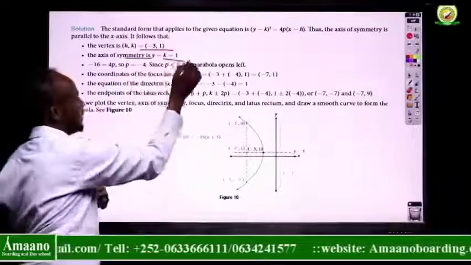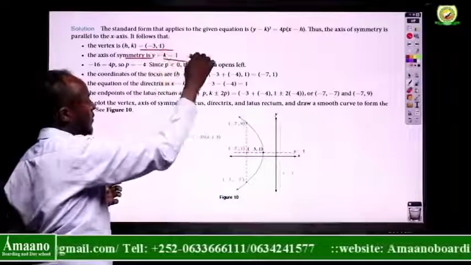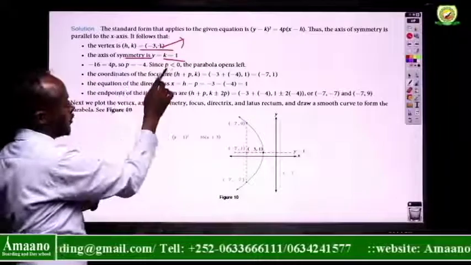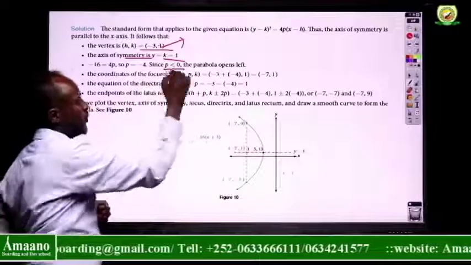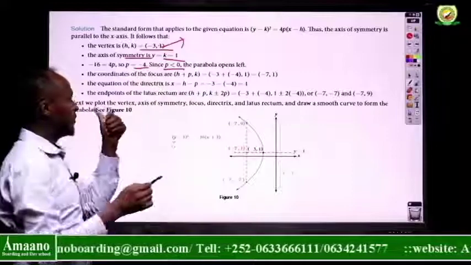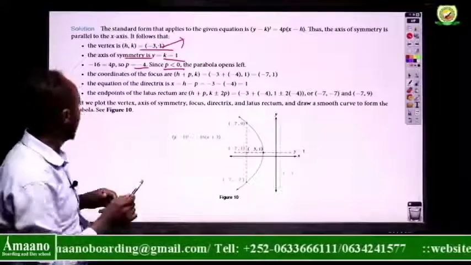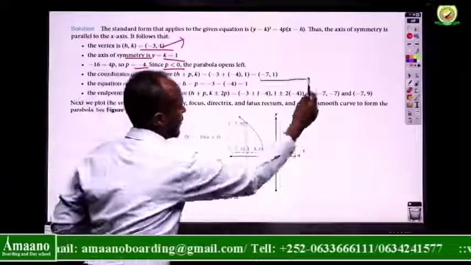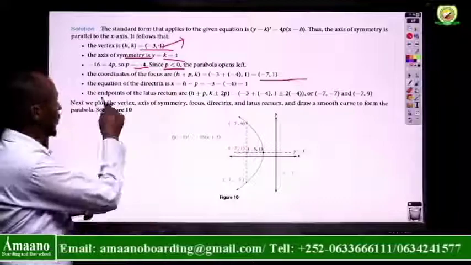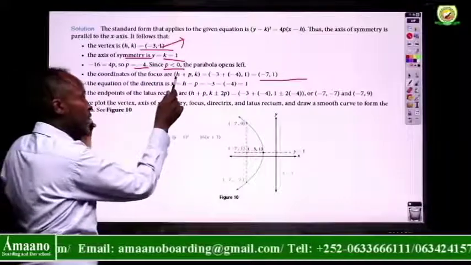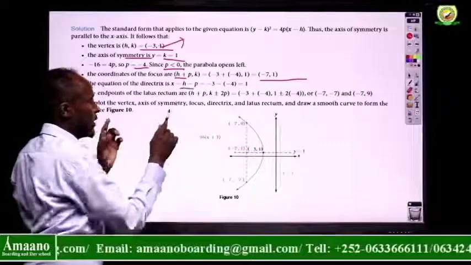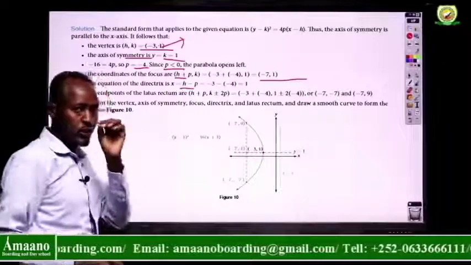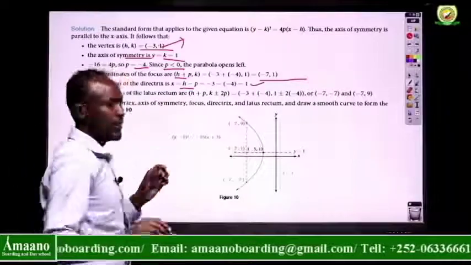The axis of symmetry is horizontal, and its equation is y equals k. Also, it's known that p is less than 0, so it opens to the left. The value of h is minus 3 and p is minus 4, as we did earlier. The coordinates of the focus are h plus p, k, which is minus 7 and 1. The equation of the directrix: if the focus has h plus p, the directrix is h minus p, that's minus 3 minus minus 4, which is 1. This is the equation of the directrix.